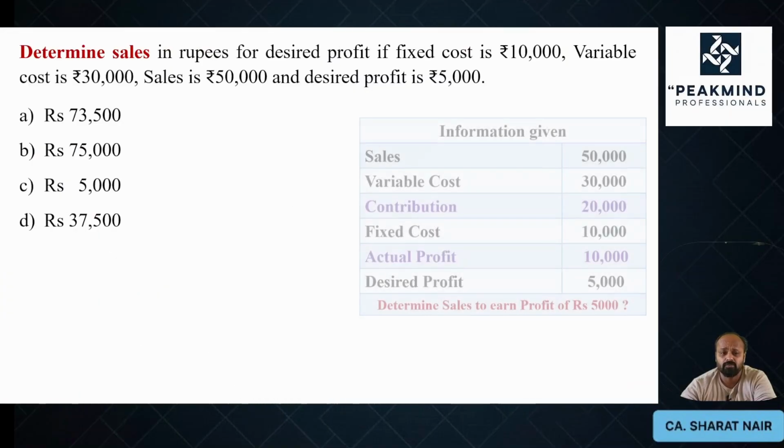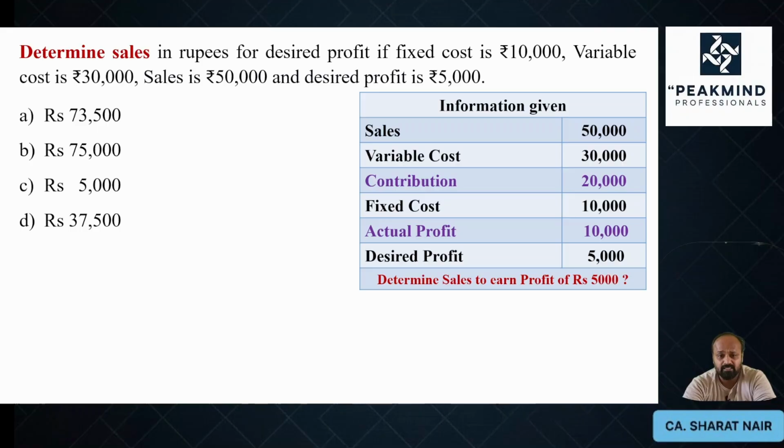They are asking us to find out the sales, and the information which they have given is current sales, I can say it is 50,000, and variable cost it is 30,000. So I can find out my contribution, which happens to be 50,000 minus 30,000, 20,000. Also they have given us fixed cost, which is 10,000, and I can straight away compute my current profit, which is contribution 20,000 minus 10,000, so the balance will be also 10,000. Now they mention that the desired profit of the company is 5,000. So the question is, to earn the desired profit of 5,000, what should be the sales?